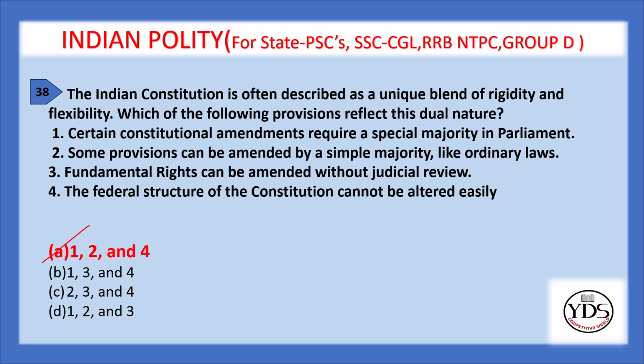Option A 1, 2 and 4 is the correct answer. 1. Certain constitutional amendments require a special majority in Parliament. 2. Some provisions can be amended by a simple majority like ordinary laws. 4. The federal structure of the Constitution can't be altered easily.